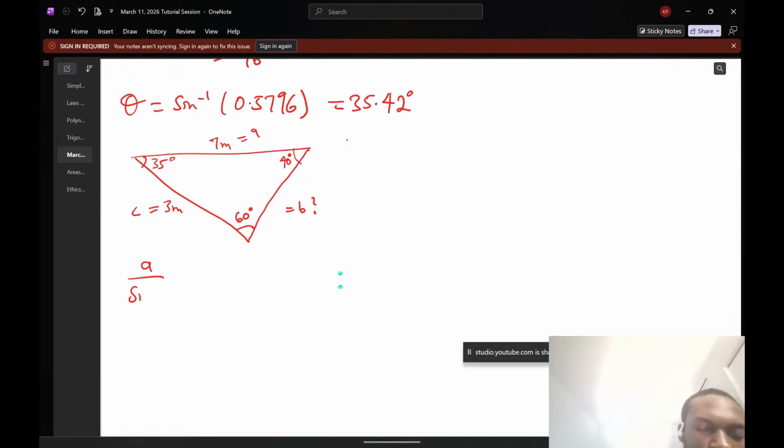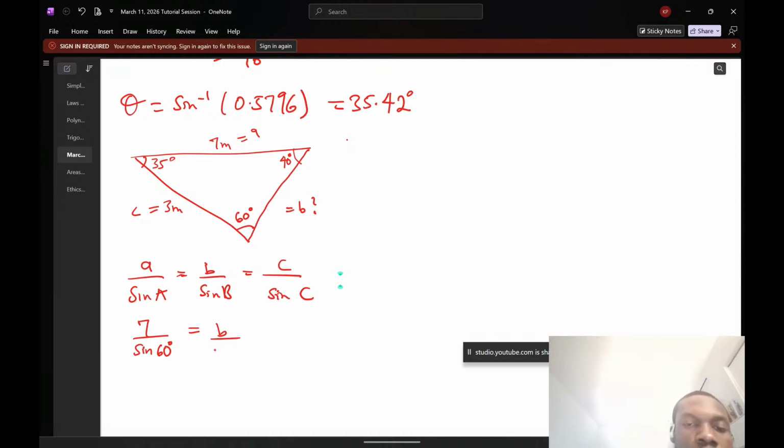A over sine A is equal to B over sine B is equal to C over sine C. So A is 7, and the angle opposite the side is 60 degrees. So that's 7 over sine 60 degrees is equal to, we don't know B, over sine B. So B is 35, and this angle B is 35 degrees. So that's sine 35 degrees is equal to C is 3, over sine C, which is sine 40 degrees.